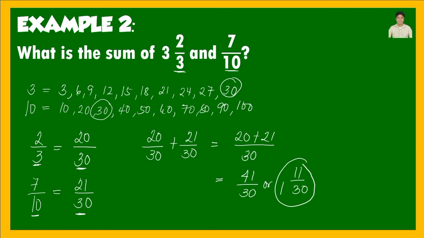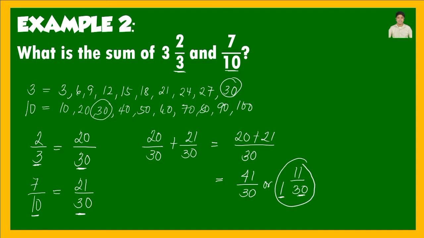So, hindi pala natin napakita kanina kung paano natin i-check na equal sila, equivalent fractions sila. So, halimbawa, ang 1 and 11 over 30, ibabalik natin siya as improper fraction. So, ang mangyayari nun, yung whole number na 1, i-multiply natin sa denominator ng proper fraction. So, 1 times 30, that is 30.